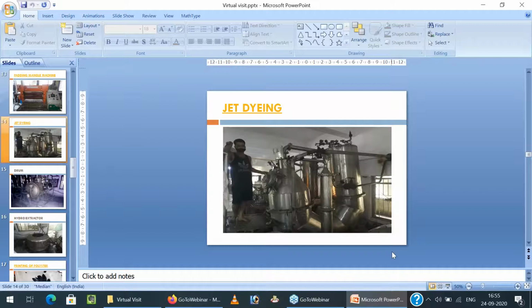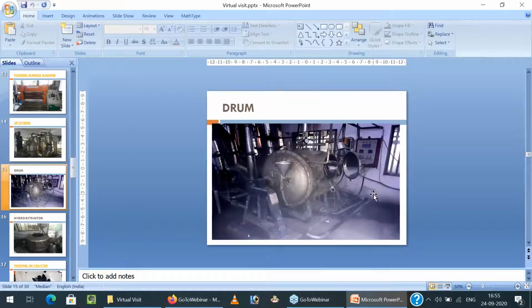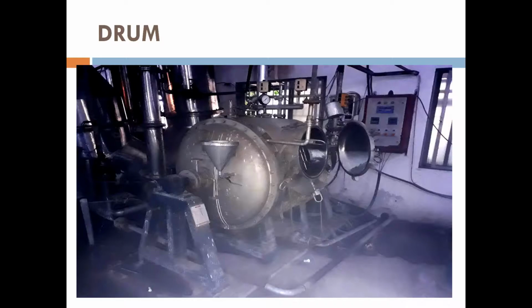Now next is a drum. A drum is nothing but, as I said yesterday, I talked about it. It's a relaxation shrinkage. When we went for the video, it was not in working condition, so I will show you how it is.